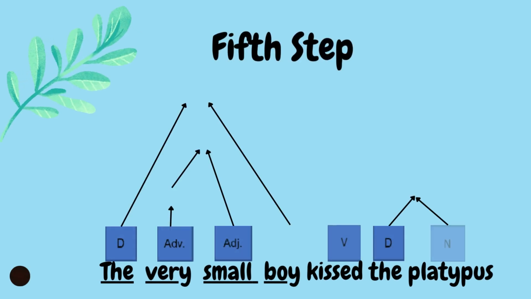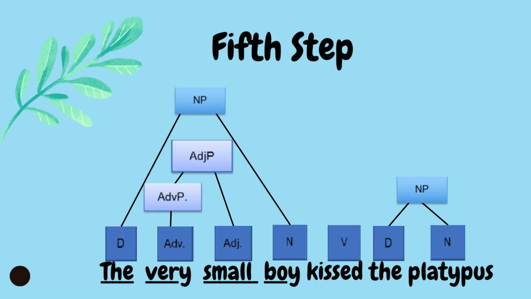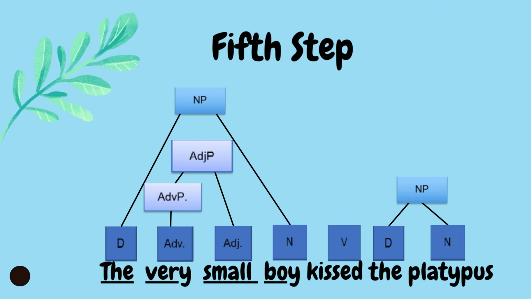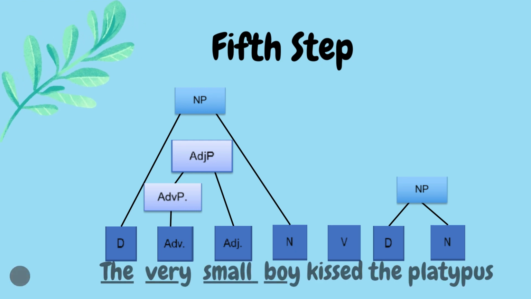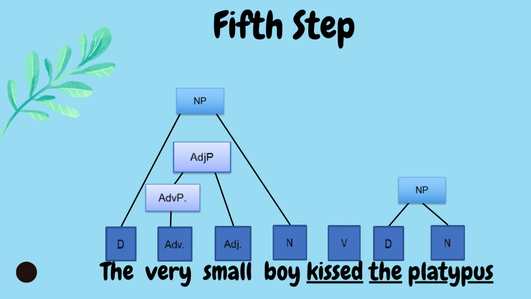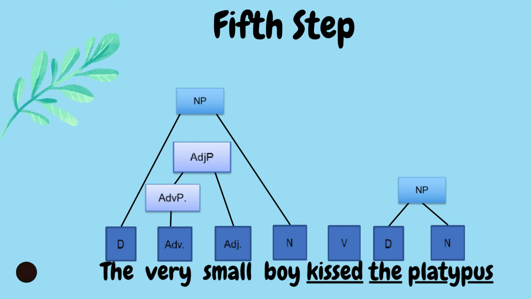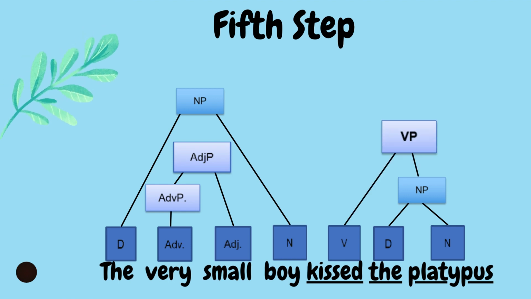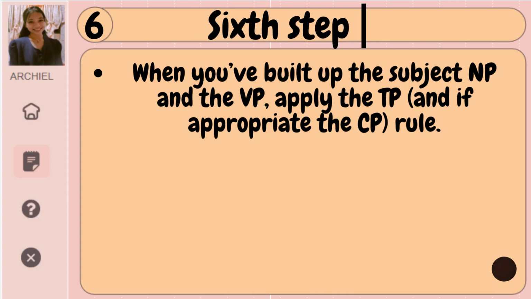To illustrate, we have the very small boy. As we go back to step 4, the adverb must have an adverb phrase on top of it before it can combine with the adjective. And after that, we are able to identify the noun phrase, which is the boy. On the other side, we have kiss the platypus. We already have the noun phrase. The only thing we do is put a verb phrase on top of the noun phrase. So the sixth step: once you have built up the subject noun phrase and the verb phrase, apply the TP and, if appropriate, the CP rule.